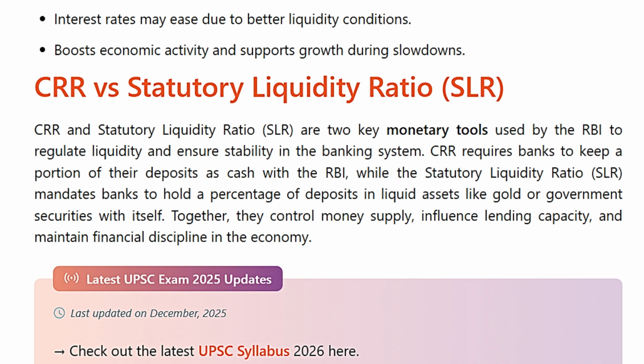liquidity and ensure stability in the banking system. CRR requires banks to keep a portion of their deposit as cash with the RBI, while the statutory liquidity ratio mandates banks to hold a percentage of deposits in liquid assets like gold or government security with itself. Together, they control money supply, influencing lending capacity, and maintain financial discipline in the economy.